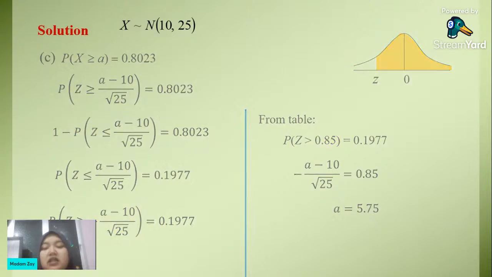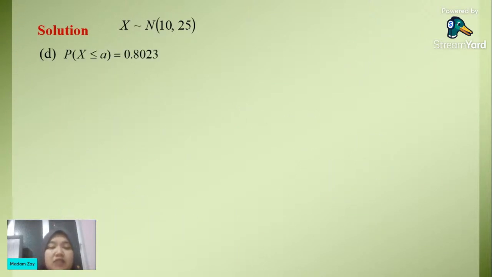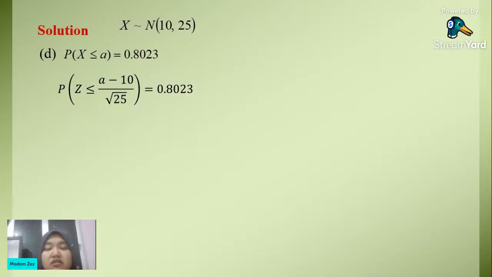Okay, and then question D. Probability of X less than or equal to A is equal to 0.8023. So where is this A? First of all, we need to standardize. So Z will be less than or equal to (A minus 10) divided by square root of 25, which is equal to 0.8023. So this Z is actually on the right side, because the area on the left side of Z is more than 0.5.